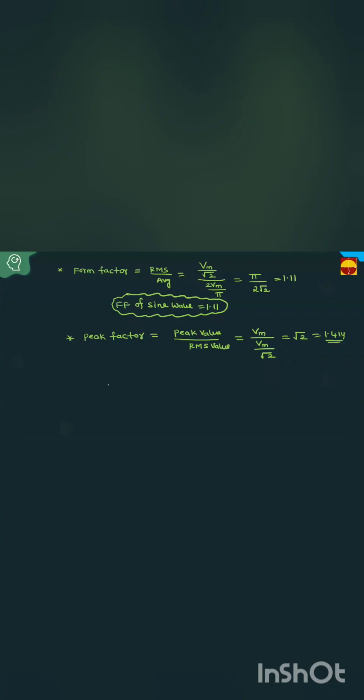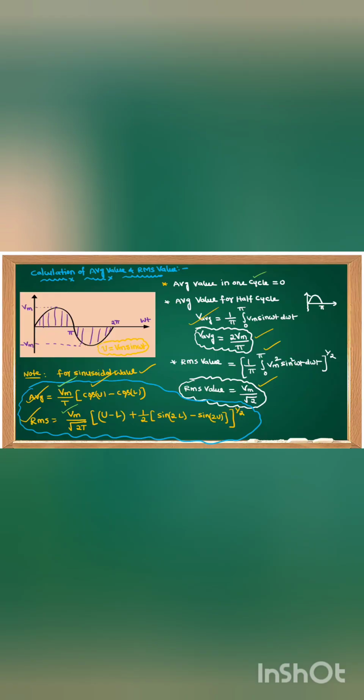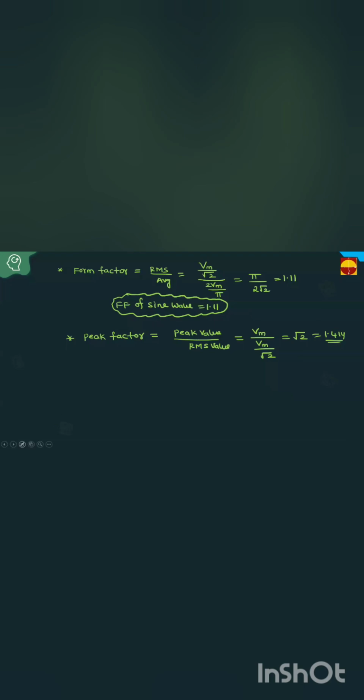Then use this formula directly. Substitute the upper limit and lower limit here and simplify that. We can get directly, I am writing, V average equals Vm by pi. This we get, or otherwise integrate and substitute the limits.